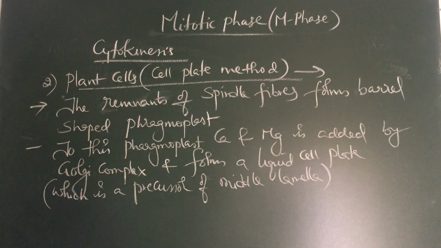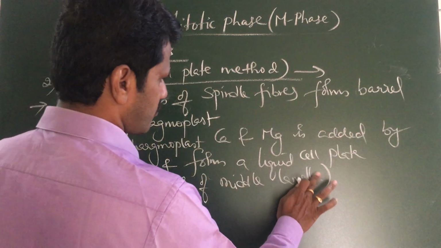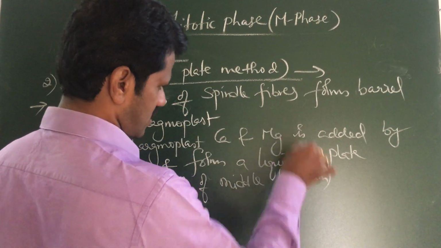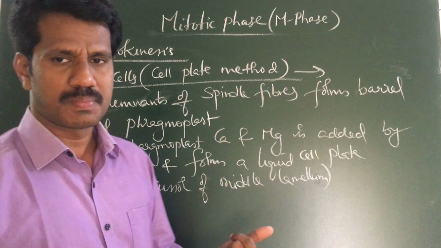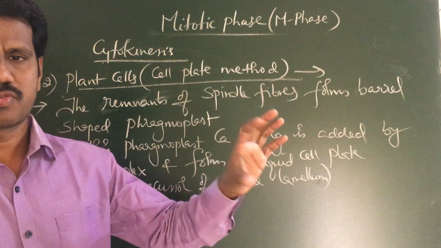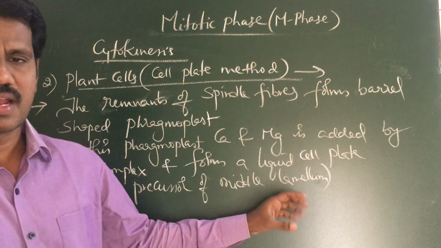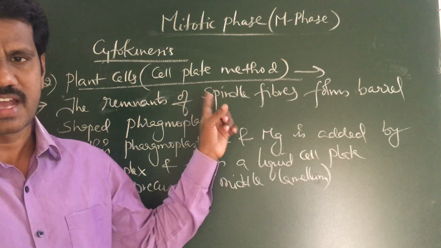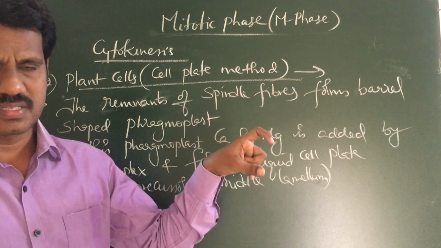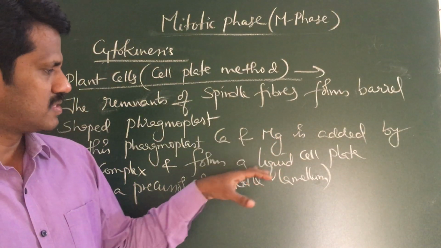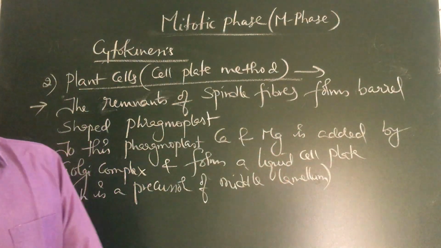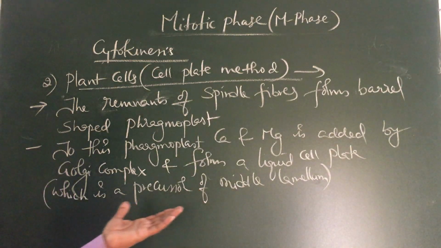The middle lamella is formed initially from this cell plate only. We speak of the middle lamella in plant cells, and this is its origin. First the phragmoplast, that means the spindle fibers, then calcium and magnesium are added, and that forms the liquid cell plate, which is a precursor for the middle lamella.